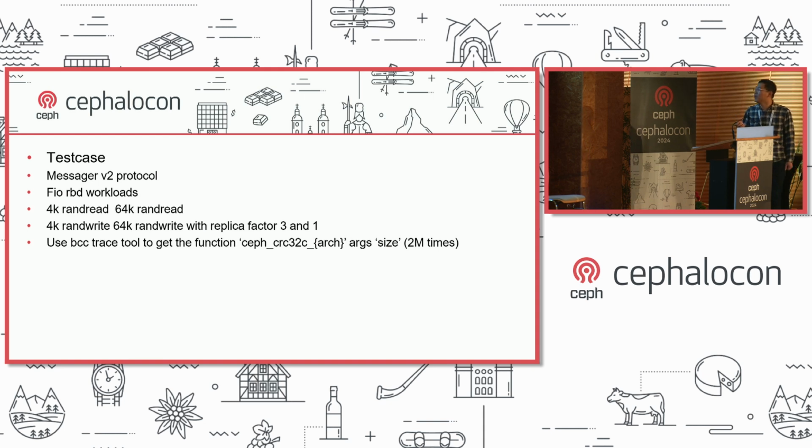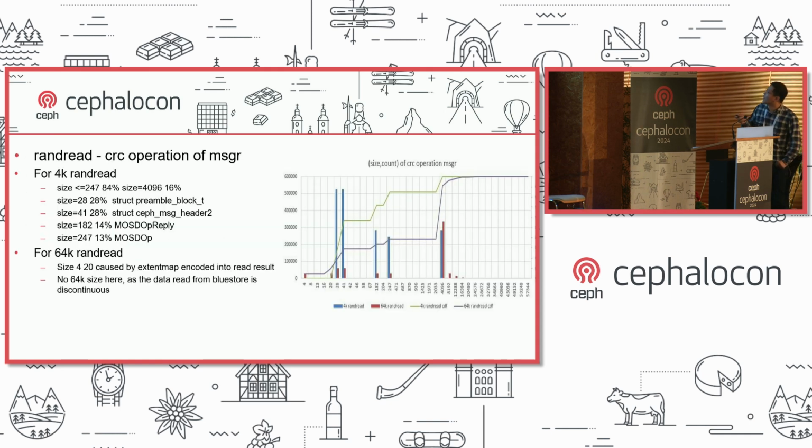We used the BCC trace tool to count the Ceph CRC function about 2 million times, and we get the data block size of the CRC operations. Here is the result we found. In the right picture, the x-axis is the size of the CRC operation, the left y-axis is the count of CRC operations of that size, and the right y-axis is the cumulative distribution function.